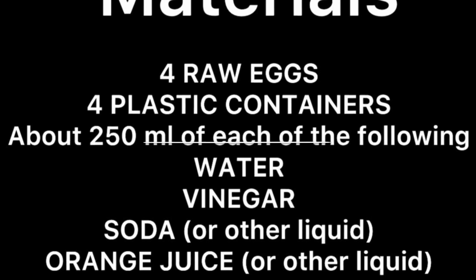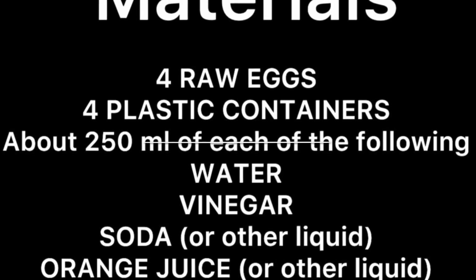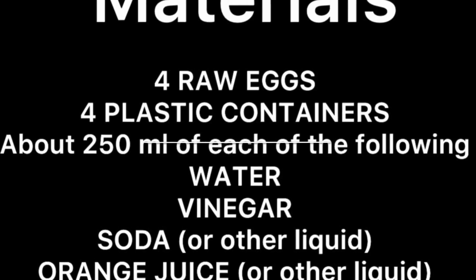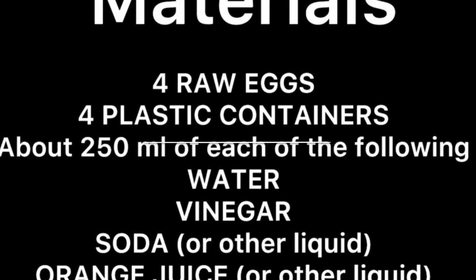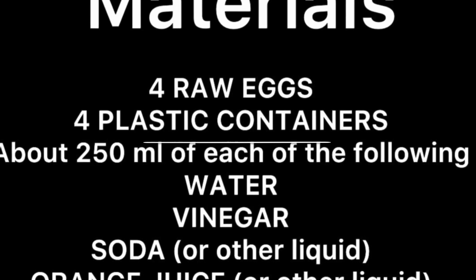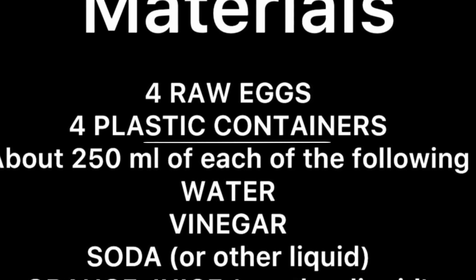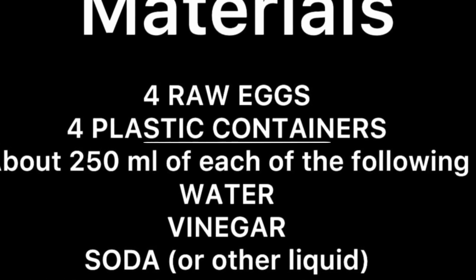For this part of the lab, you're going to need 4 raw eggs, 4 plastic containers, and about 250 milliliters of water, 250 milliliters of vinegar, and 250 milliliters of 2 other liquids, orange juice, soda, or other liquids that you may have at home.